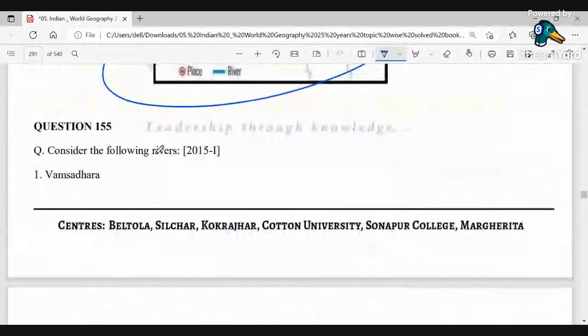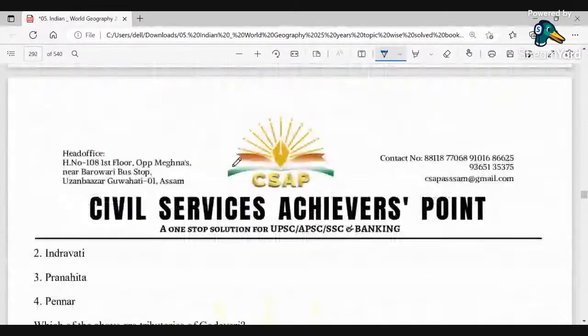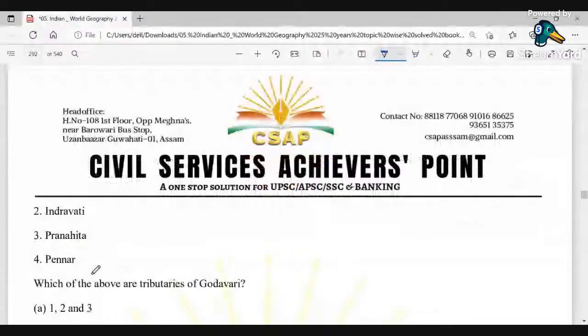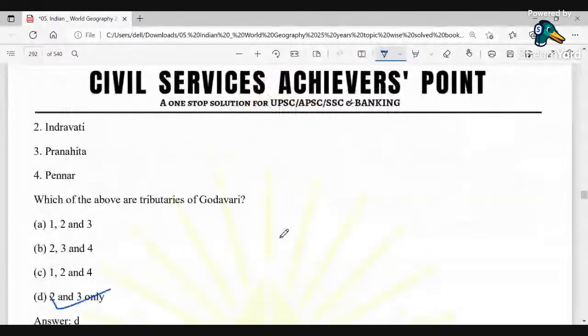So, consider the following rivers: Bamsadhara, Indravati, Pranhita, and Pennar. Which of the following are the tributaries of Godavari? So, it's 2 and 3. Okay. So, it's basically 2 and 3, that is Indravati and Pranhita, which directly flow in and are basically the tributaries of river Godavari. Okay.